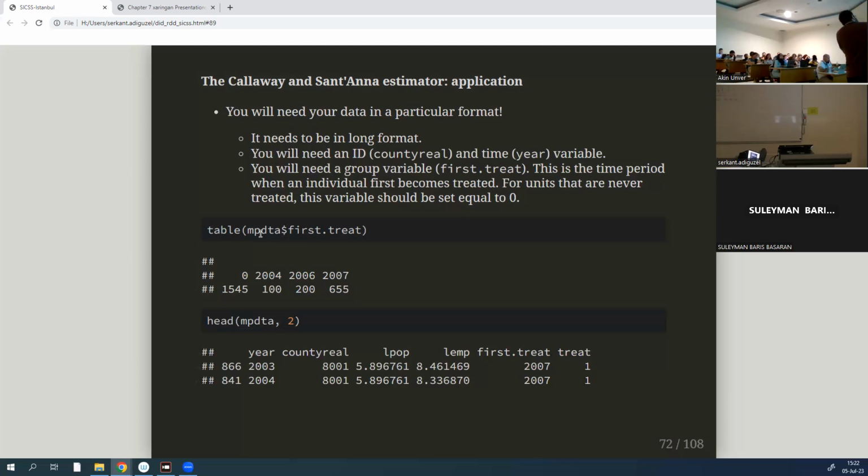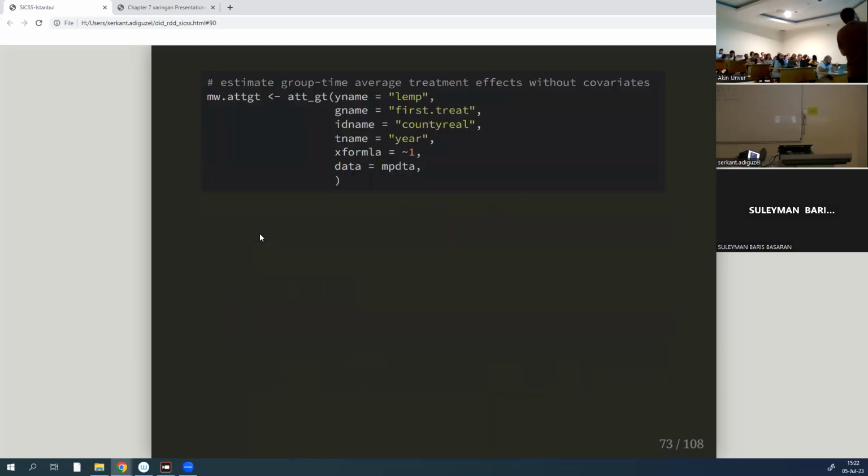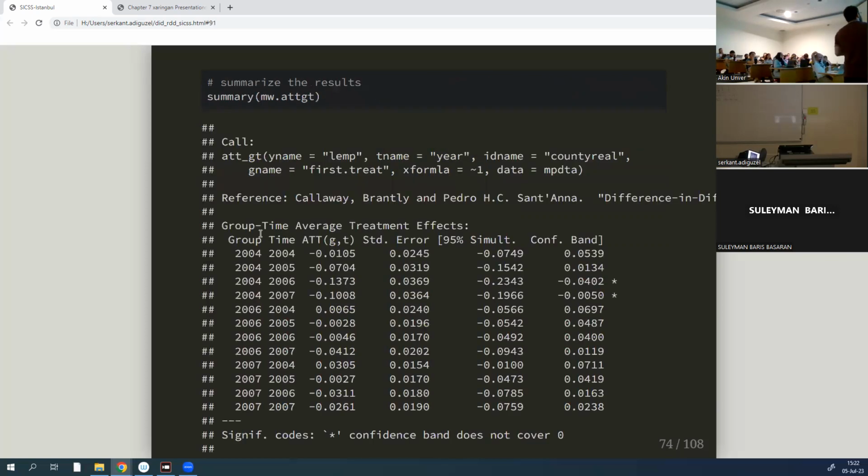Anyway, you need to have this first treat variable, and it's essentially for the group-time ATTs, ATT(g,t), that we are estimating here. The syntax is library specific. This is youth employment. The gname argument is the time when each cohort is treated, and if it is never treated, it's 0. Then idname is just the ID variable for units, and there is a time variable. You can also add covariates here; I didn't add any. And this is the data. So summary, and you get something like this.